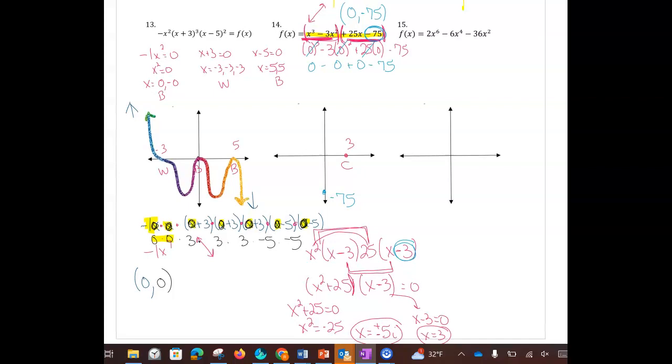So I know that over on the left, it's going down. Over on the right, it's going up. My only point on the left is this negative 75, so I'm going to work my way to it, cross through, come to here, cross through, and it's going to look like something like this. Now, there might be some subtle turns in there, but I can't see them. I mean, I don't know. So that is number 14.